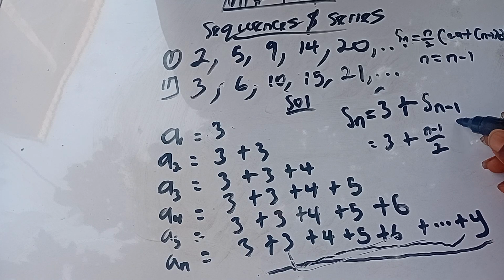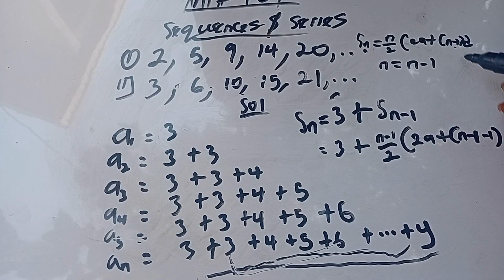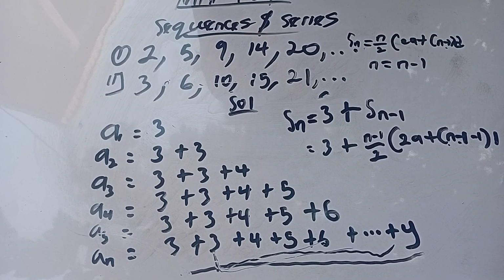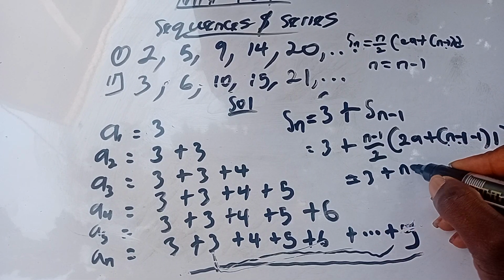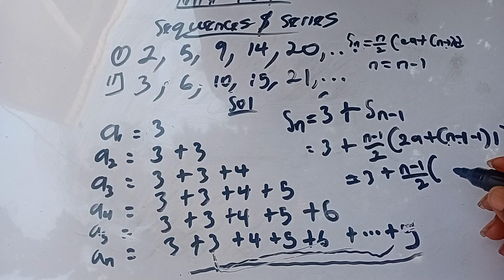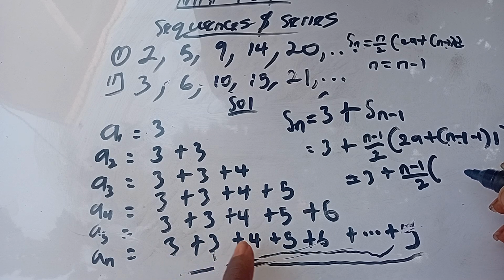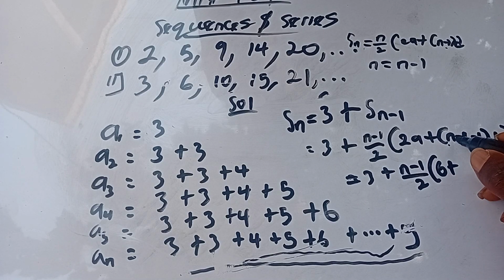That's for S(n minus 1), into 2a plus n minus 1 minus 1, because normally it's n minus 1, but since n is now n minus 1, we get n minus 2, into d. What's our d? The common difference is 1. So this gives us 3 plus n minus 1 over 2 into what? What's our a? Our a is 3. This is where the AP starts. Even though they are the same 3, this is our a, because this is where the formula becomes applicable. 2 times 3 is 6, plus n minus 2 into d.